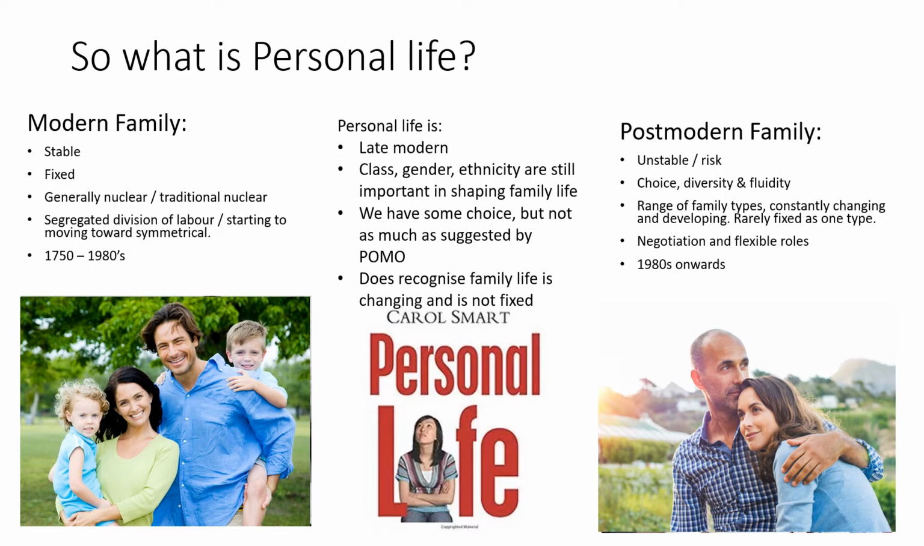It still sees class, gender, and ethnicity as important in shaping family life, whereas postmodern theories tend to say that class, gender, and ethnicity don't matter, that those are old ways of defining our family and they're no longer relevant. Personal life says that's still important, but unlike the modern view of the family, it recognises that we have some choice, not as much as postmodernism, but we do have choice. They also recognise that family life is changing and not fixed, like postmodernism. So as a theory, it fits somewhere between modern and postmodern definitions of family life, and that's why we put it in this late modern bracket. It doesn't fit neatly into any area, and that's why we're touching on it here.